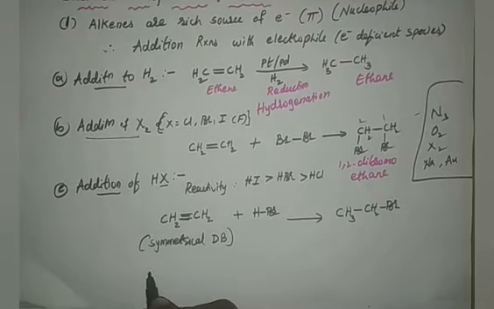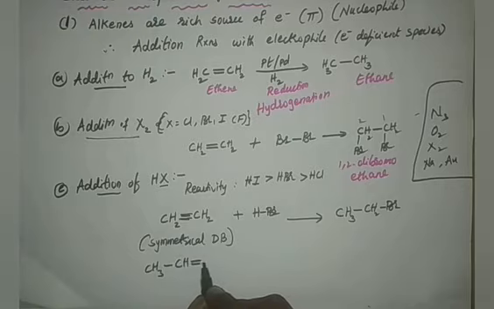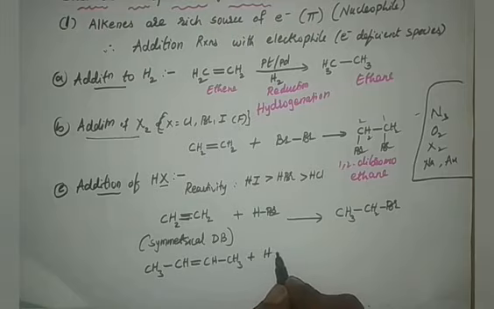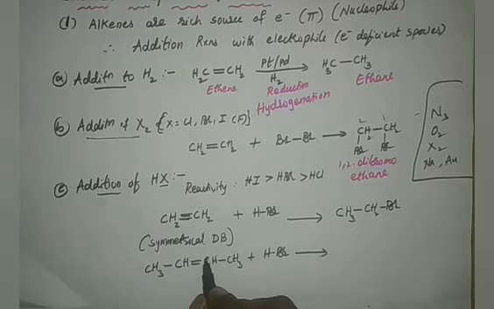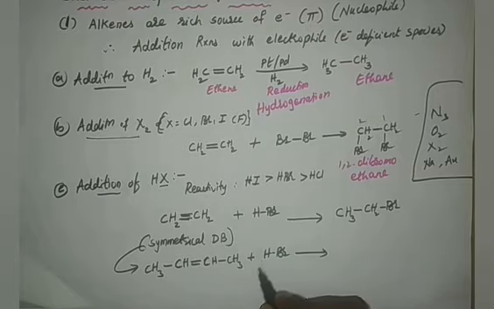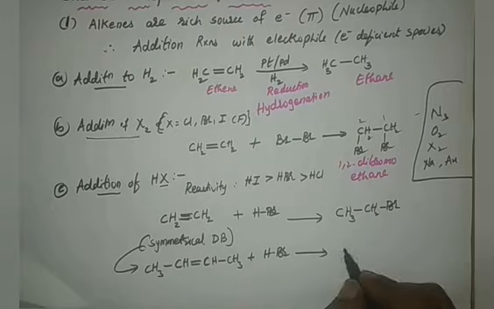Another example I can take: butene, CH3, CH, double bond, CH and CH3, addition of HBr. See here, this olefinic carbon has one hydrogen and one CH3. This olefinic carbon also has one hydrogen and one CH3. So this is also a symmetrical double bond, right? Then H can be added on to this and Br can be added on to this, or vice versa. Both can be same.